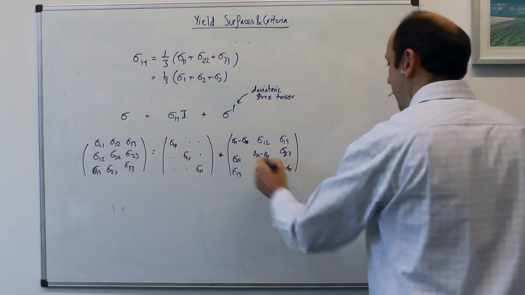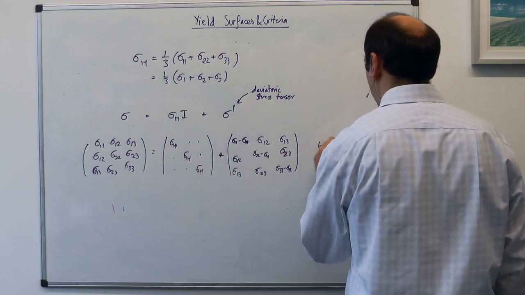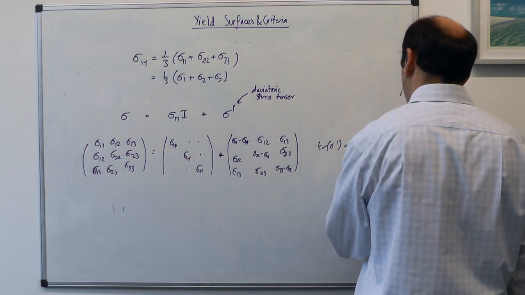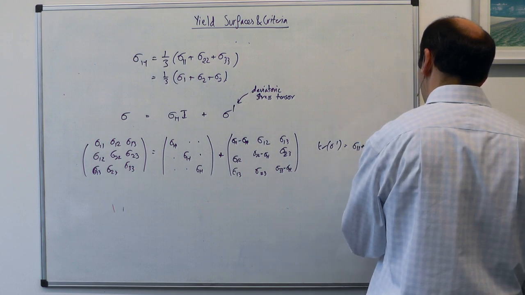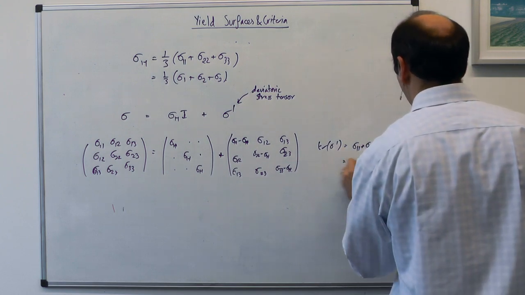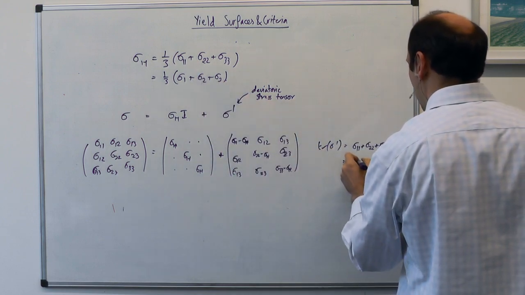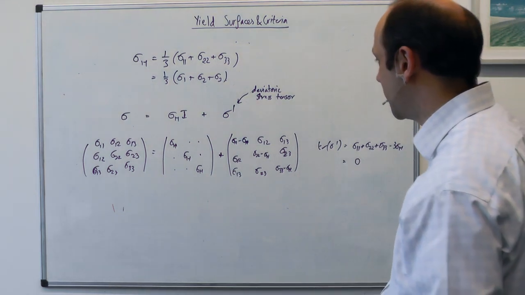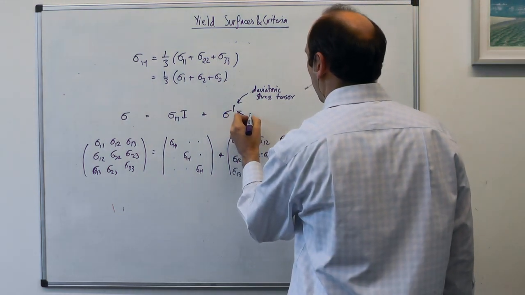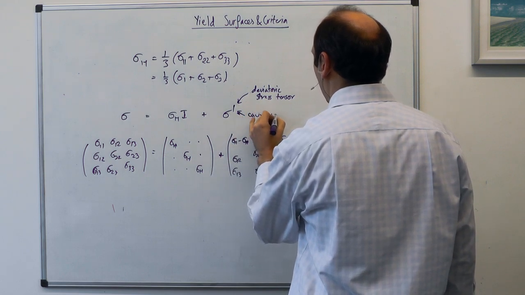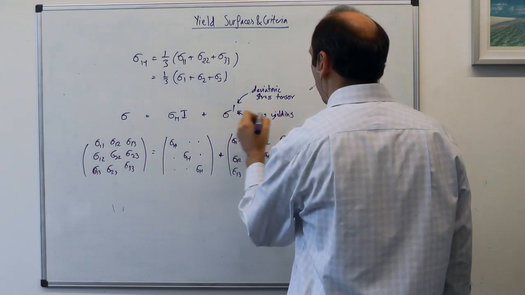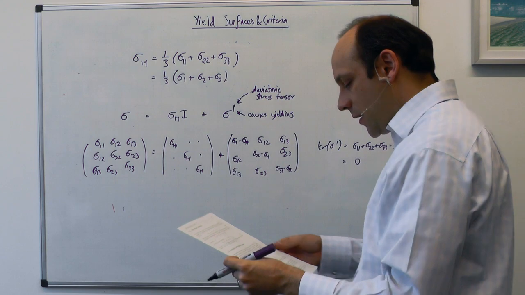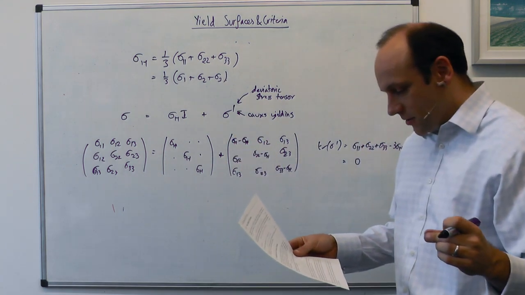Now, if I add up the trace of the deviatoric stress tensor, I get sigma 11 plus sigma 22 plus sigma 33 minus 3 times sigma h, which is equal to a third of the trace, so this is equal to zero. So this is the stress tensor that has no hydrostatic component. This is the one that causes yielding and causes only shape change. This is the one that causes plastic deformation.